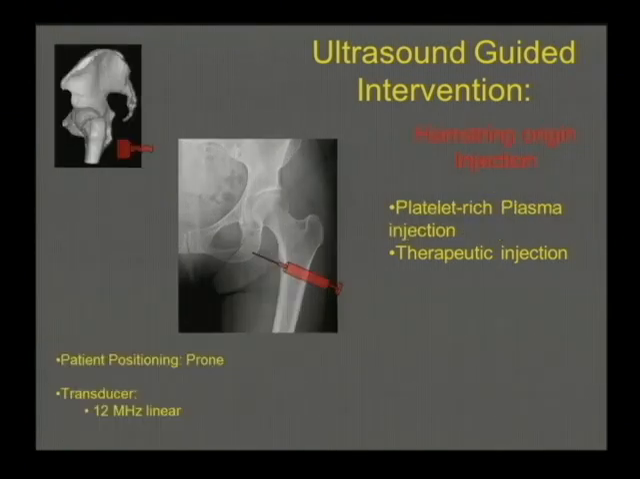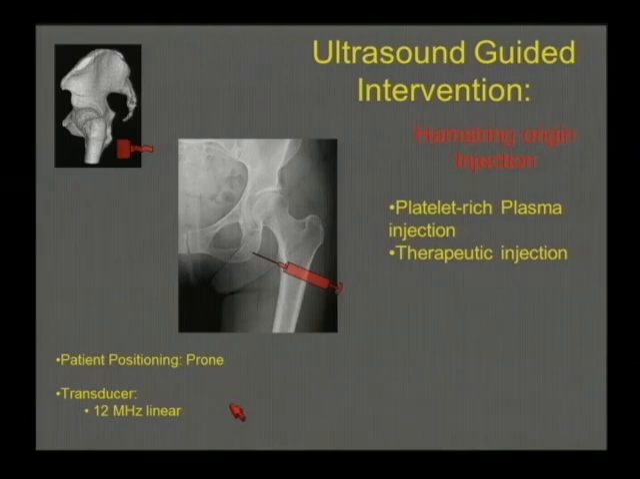All right, hamstring origin injection. Sometimes we'll inject around the hamstring origins. Recently we had a case where we tried a PRP, platelet-rich plasma injection, in the hamstring origin. So I just want to give you an example. This is one possible use of ultrasound in and around the hip.